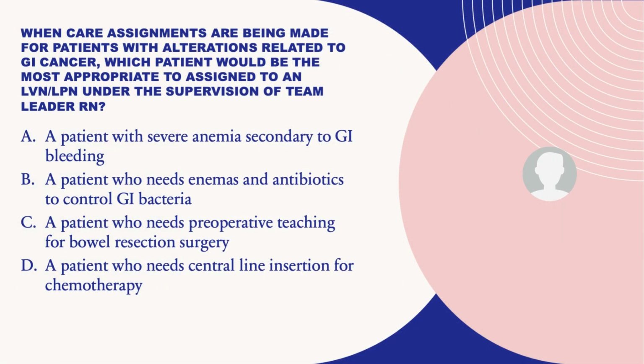So I pulled a couple of NCLEX examples for all of these situations as practice. The question is, when care assignments are being made for patients with alterations related to GI cancer, which patient would be the most appropriate to assign to an LVN/LPN under the supervision of the team leader RN? The patient with severe anemia secondary to GI bleeding, a patient who needs enemas and antibiotics to control GI bacteria, a patient who needs preoperative teaching for bowel resection surgery, or a patient who needs central line insertion for IV therapy.